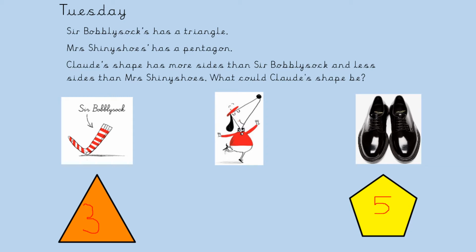So Claude's shape has more than 3 sides and less than 5 sides. What's one more than 3? That's right, 4. What's one less than 5? Fantastic, it's also 4. So Claude must have a 4-sided shape. Can you name any 4-sided shapes? Great job, he could have a square. 1, 2, 3, 4 equal sides.